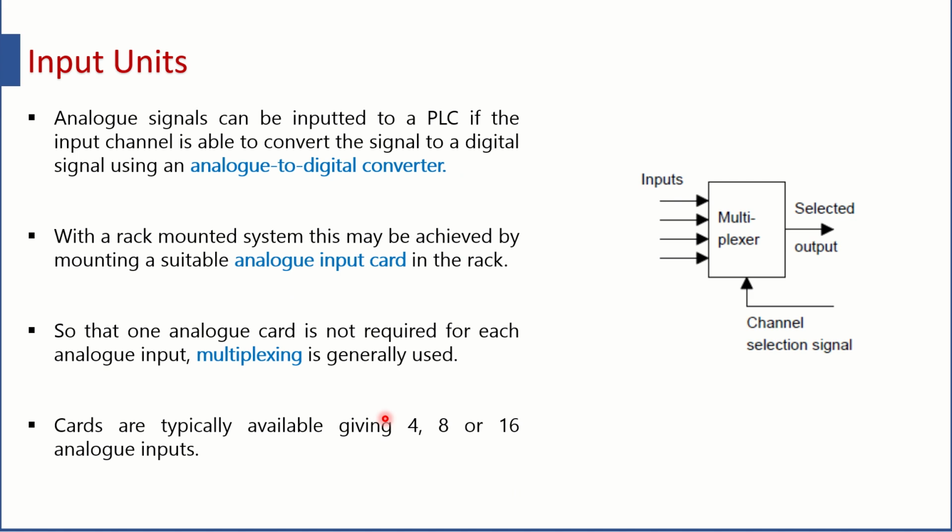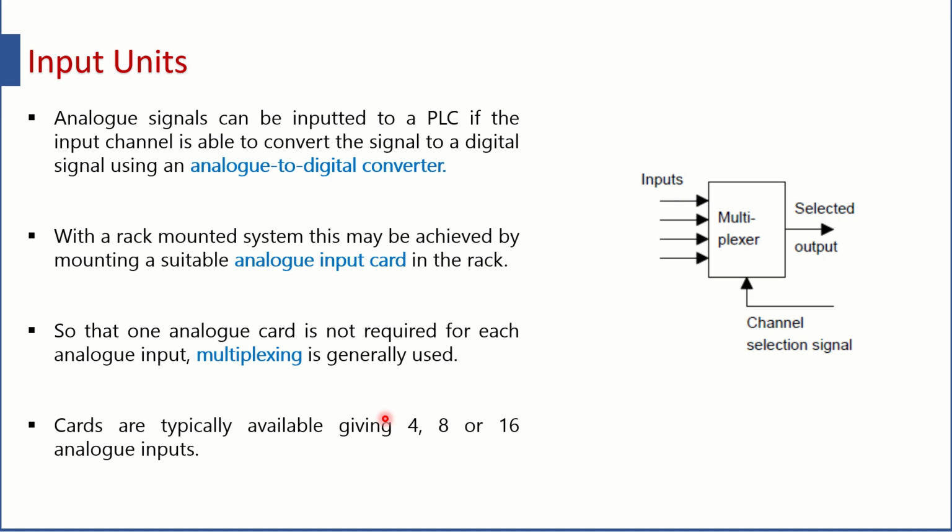Now you see here, when we are having analog signals that can be inputted to the PLC, and if the input channel is able to convert the signal to a digital signal, then we actually use an analog to digital converter, because an analog signal cannot be directly fed to the CPU. The CPU only understands digital language. Therefore, you need to convert the signal to a digital signal using an analog to digital converter.